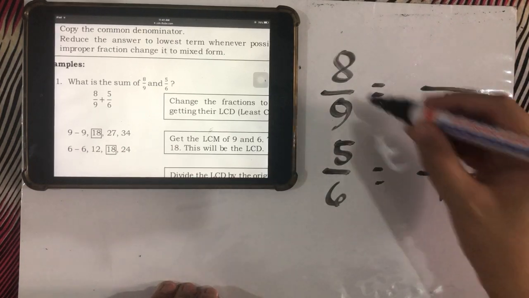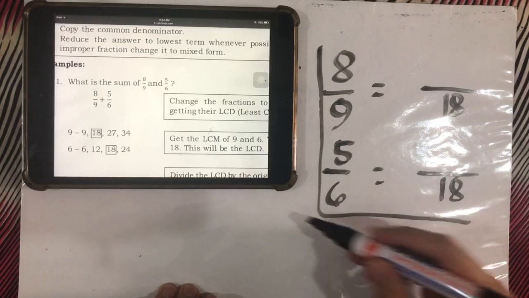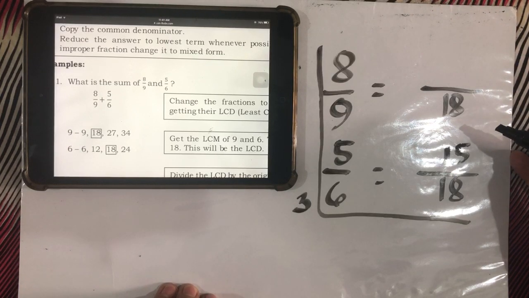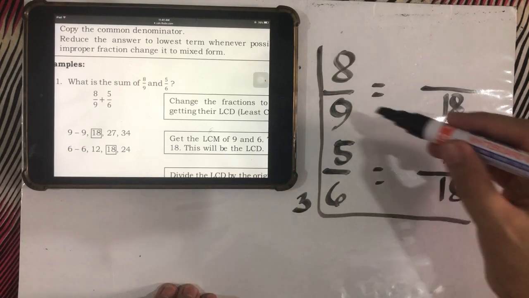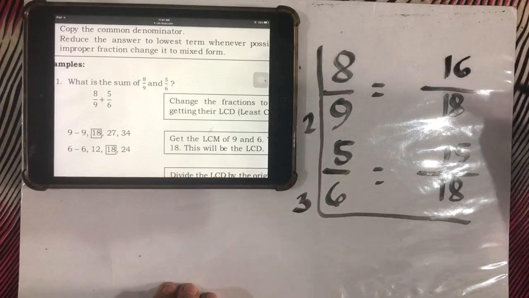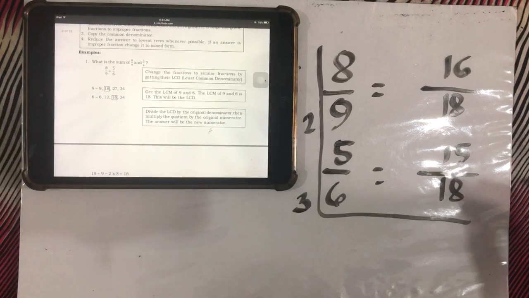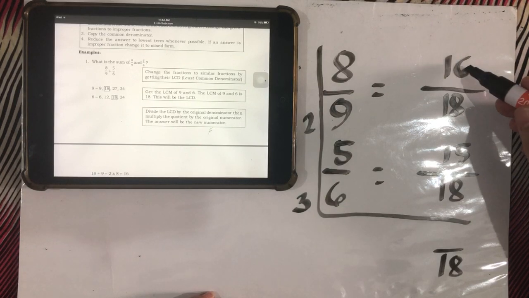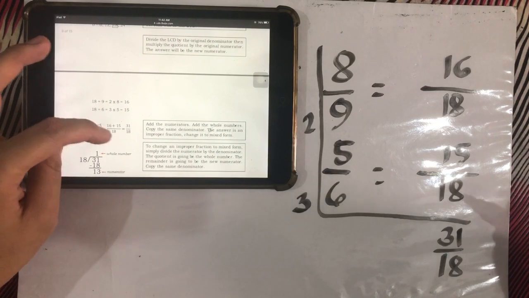So, 18 yan. And then, divide, multiply. 18 divided by 6, you have 3. 3 times 5, you have 15. Okay? Next, we have 18 divided by 9, you have here 2. 2 times 8, you have 16. Okay? So, yan yung ating sagot. Okay? So they have the same denominator. So kopya lang, 18. And then add 16 plus 15, you have 31. So ang sagot natin ay 31 over 18.